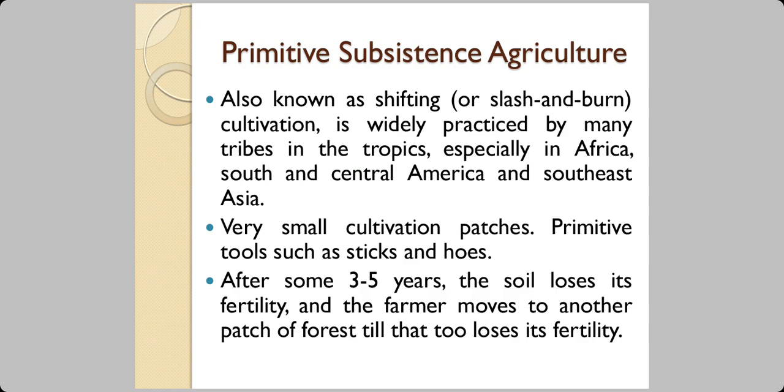The patches are very small, and the agriculture, the method of farming is also primitive. They use sticks and hoes and primitive tools. And after 3 to 5 years, the soil loses its fertility. And when that happens, the farmer goes to another patch of forest and slashes it and burns it and does agriculture there for another 3 to 5 years till it loses its fertility and then keeps on moving.